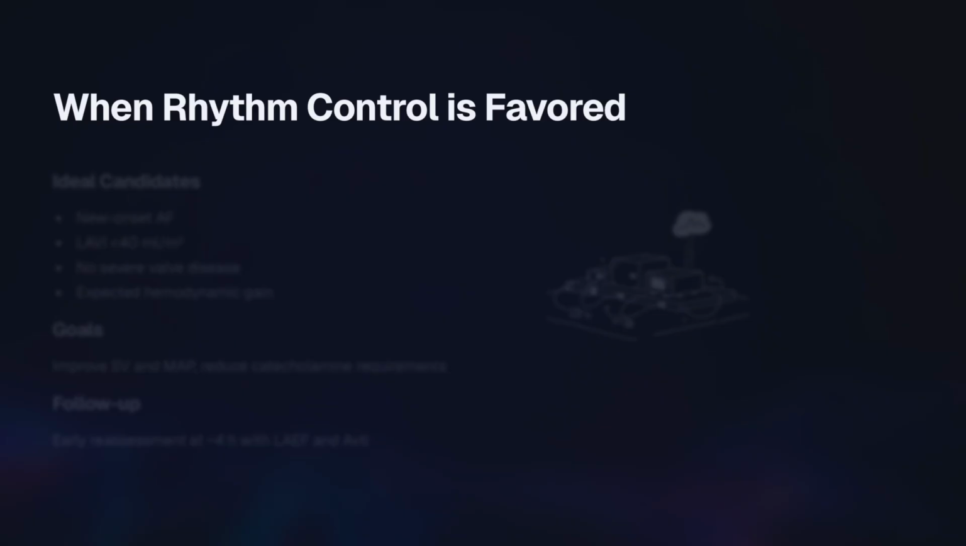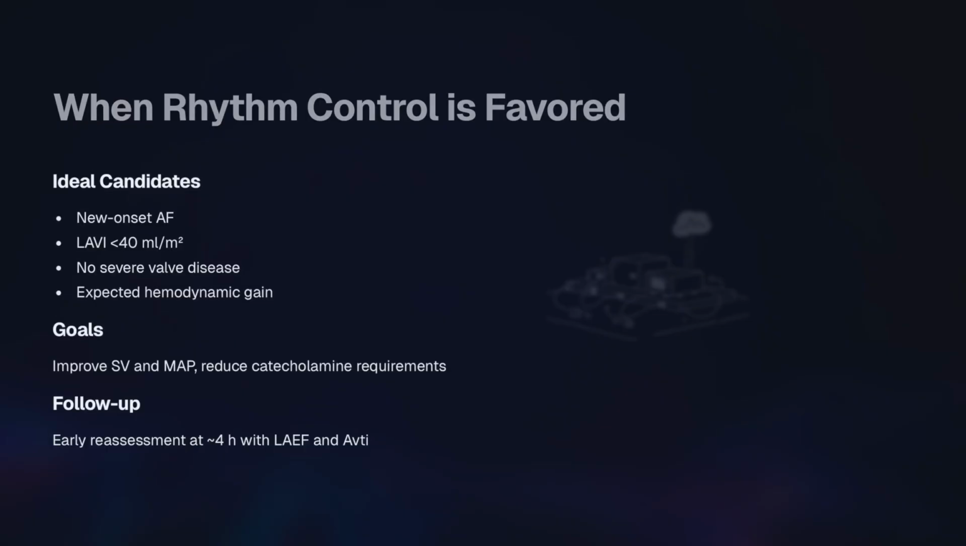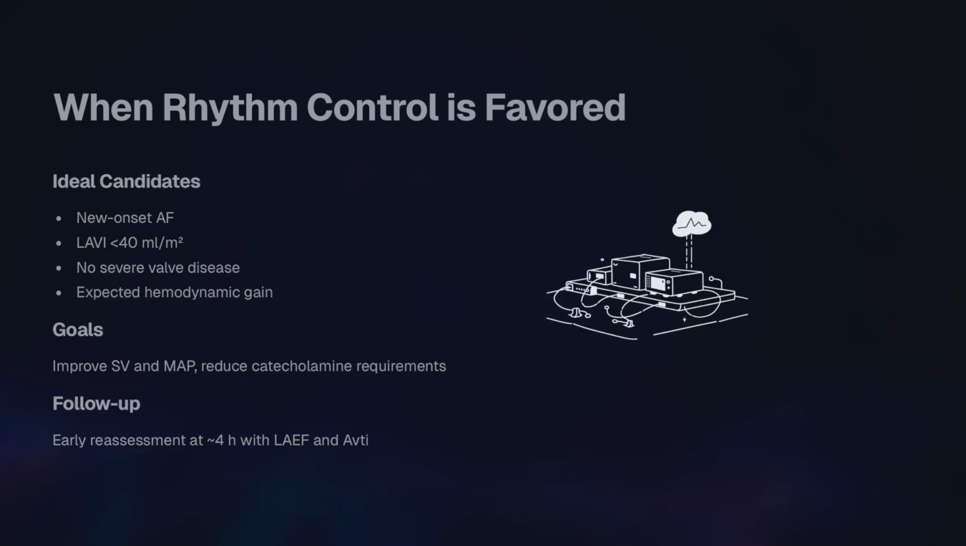So when do we prefer a rhythm control? The ideal patient would be someone who has a new onset atrial fibrillation in whom the LAVI is less than 40 and there are no valve diseases, and you do expect hemodynamic gain. So you will find an improvement in the systolic stroke volume, the MAP, and a reduction in the catecholamine requirement. In the follow-up, look at the LAEF and AVTI at 4 hours.